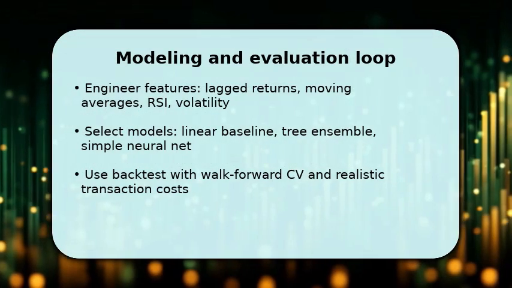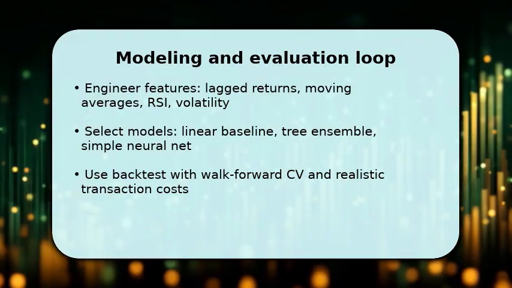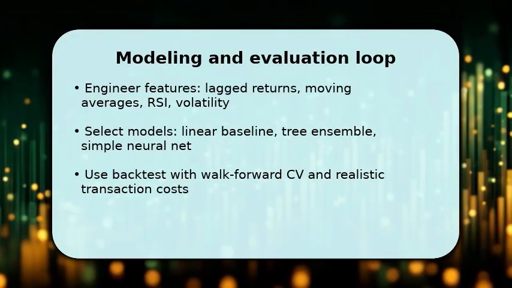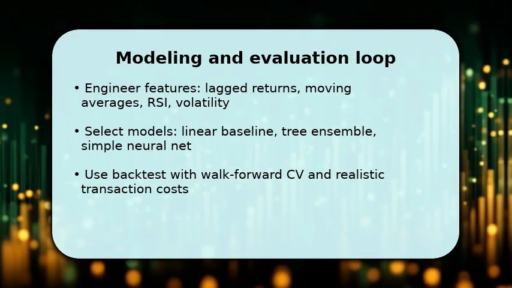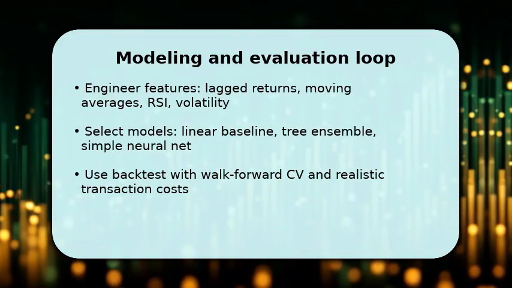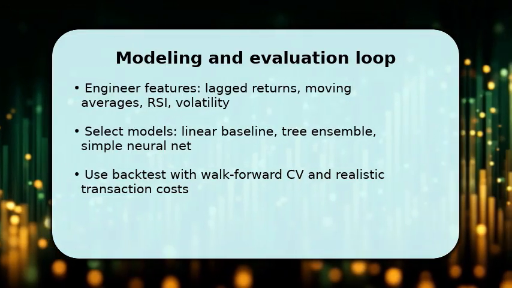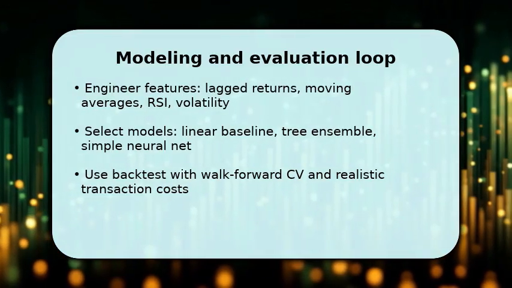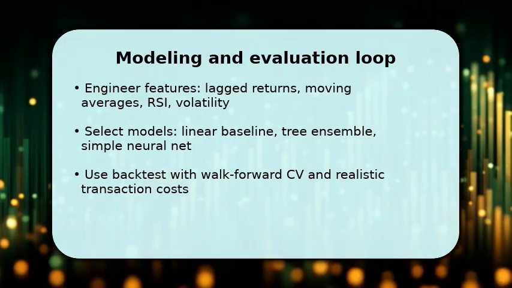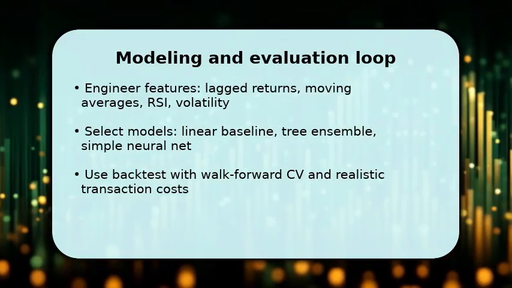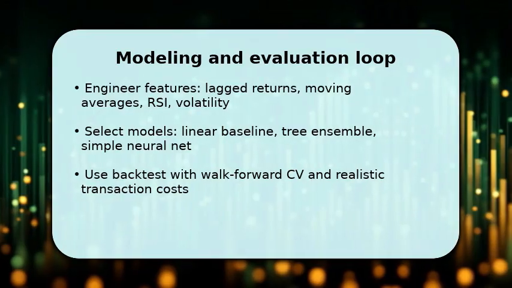Now you engineer features that capture momentum, mean reversion and risk: lagged returns, moving averages, RSI, and realized volatility, because models need informative inputs. Then choose a modeling ladder: a linear baseline, a tree ensemble for nonlinearity, and a compact neural net if you have enough data.